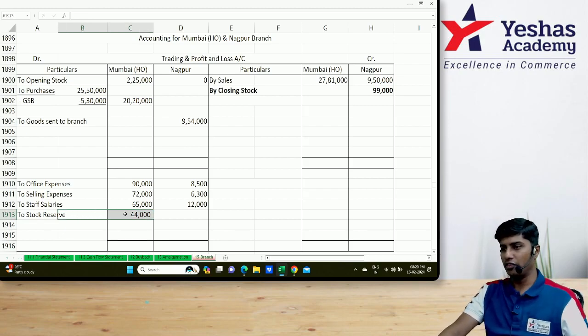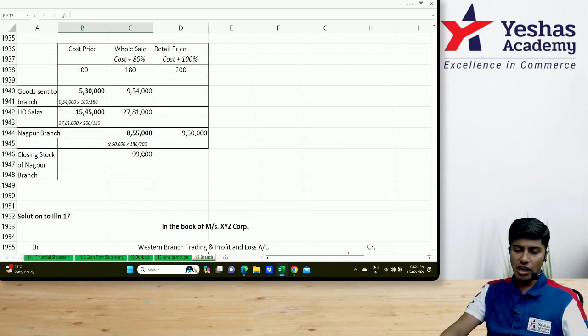There is one more way to identify this. Come here. We have 99,000. Identify the cost price of it. 99 into 100 by 180.